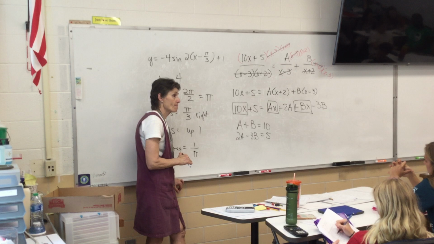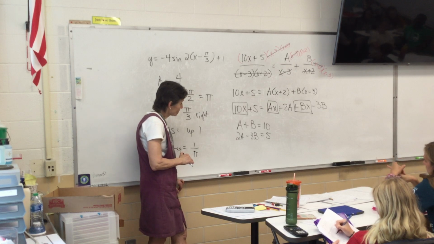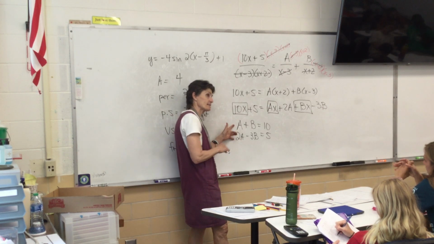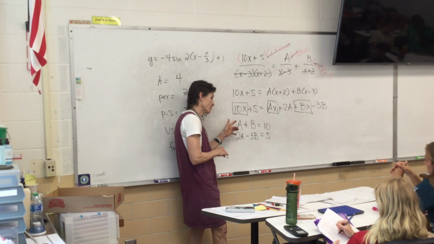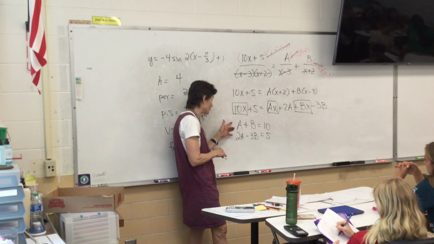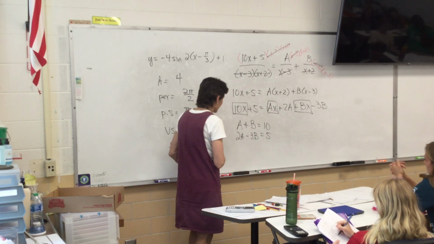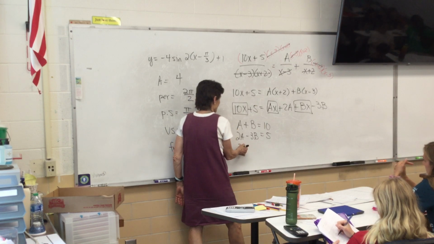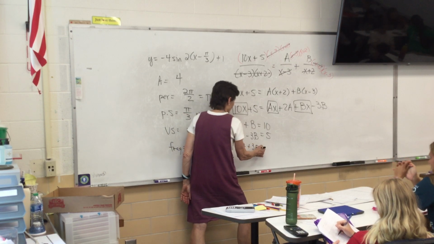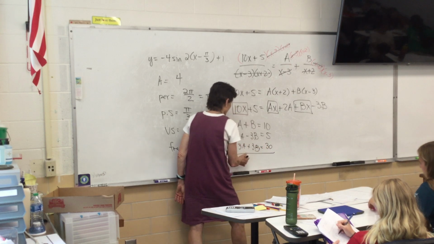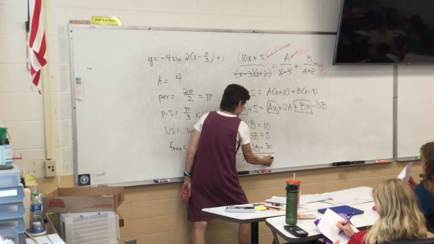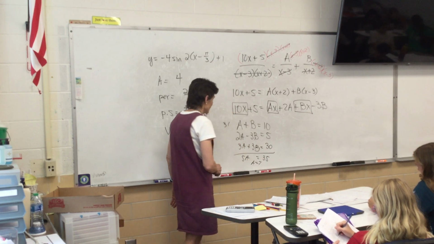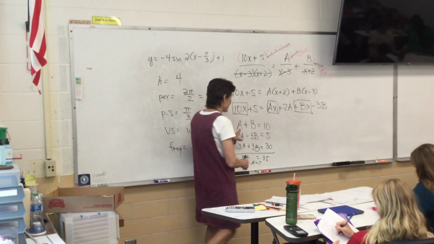Abby? Yeah. So somehow you have to solve this system. So we can substitute, eliminate, Cramer's rule, inverse method, whatever you want to do, you're going to solve that system. I'm going to multiply the top equation by 3. So 3A plus 3B equals 30. So 5A equals 35. So I got A is 7. And if A is 7, B has to be 3.